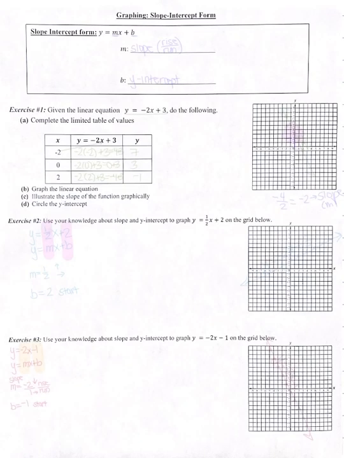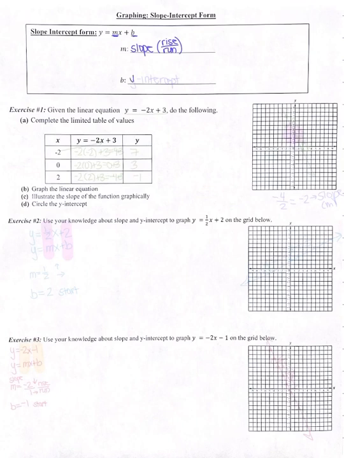Do some review today on graphing in slope-intercept form. So when we're graphing a line in slope-intercept form, we have y equals mx plus b, where m represents our slope. That's how steep our line is. And it's going to be written as a fraction in rise over run form. I'll show you what that means in a minute.